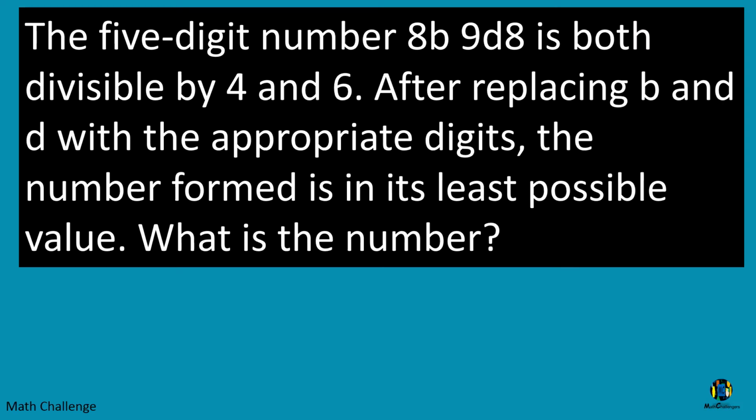The 5-digit number 80B900D8 is both divisible by 4 and 6. After replacing B and D with the appropriate digits, the number formed is in its least possible value.